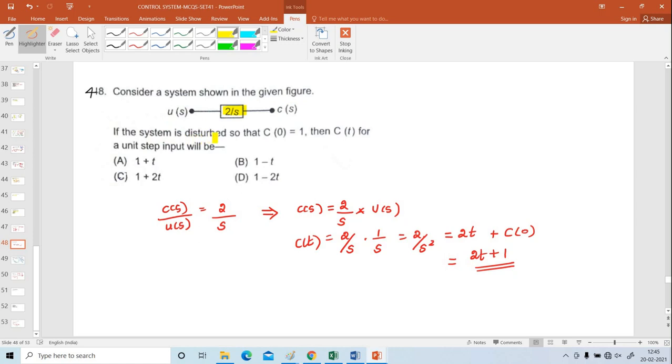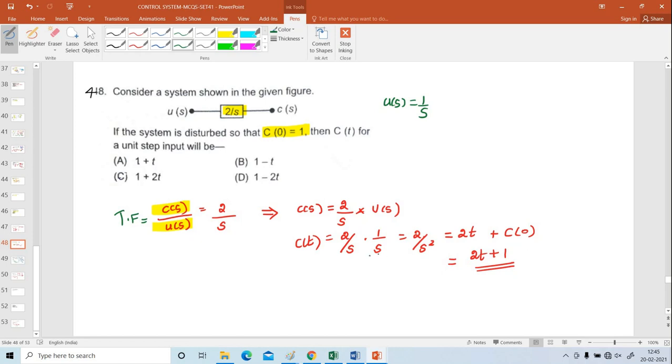If the system is disturbed so that C is not equal to 1, then what is C of t for the unit step input? What is C of S by U of S? That is the transfer function, which is equal to 2 by S. What is U of S? U is the unit step input, so U of S is equal to 1 by S.